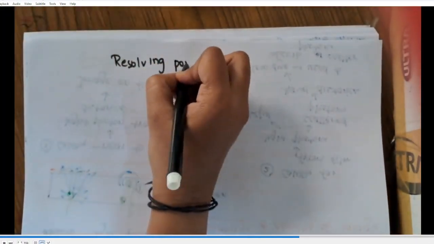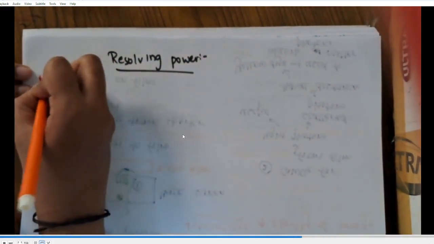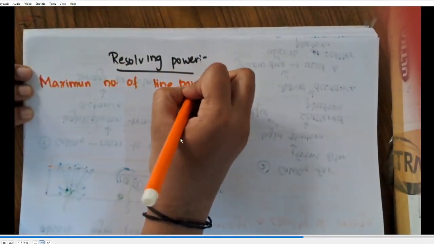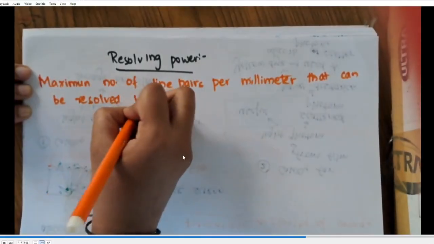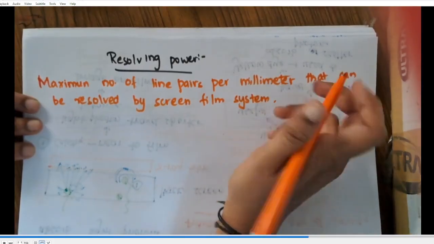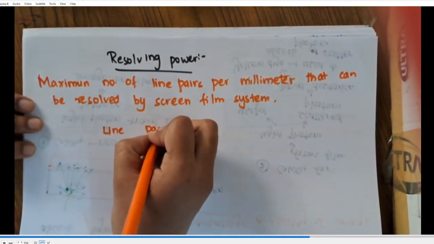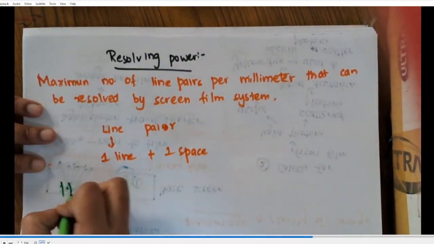Then the next property of the calcium tungstate screens is resolving power. The maximum number of line pairs per millimeter that can be resolved by the screen film system is called the resolving power. So a line pair means there is a line and there is a space.